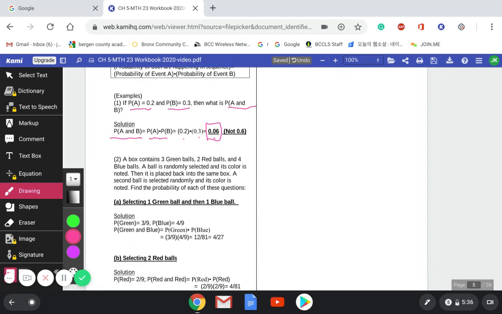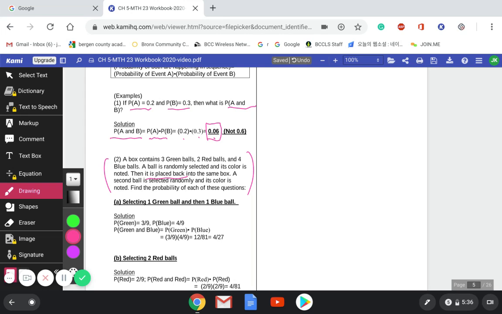Let's say a box contains three green balls, two red balls, and four blue balls. A ball is randomly selected and its color is noted, and then it is placed back in the same box. Because you place it back, you always have the same total number of balls, the same number of green balls, the same number of red balls, and the same number of blue balls. So regardless of whether event A happens, event B is totally independent. You start from fresh, so it's totally independent of event A.